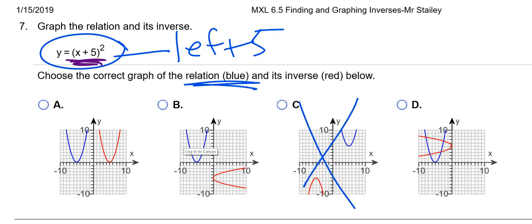C is not even an option, thank you very much, because the blue one has not been moved left 5. You can get rid of that one right away, so you really only have 3 to choose from. Okay, you got about 20 seconds to do so. Figure out which one fits the inverse criteria.